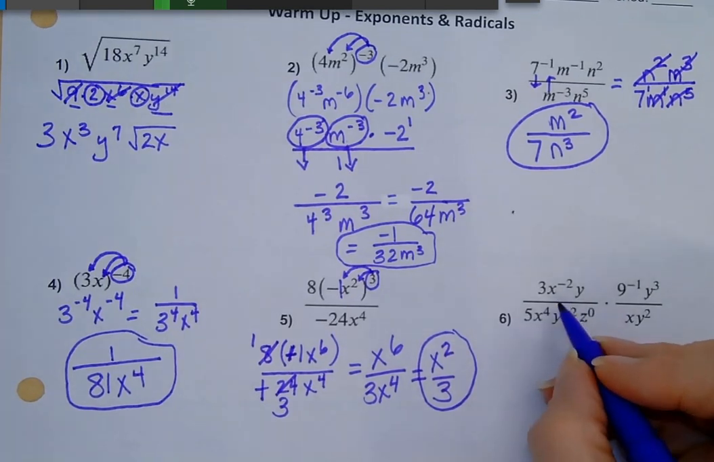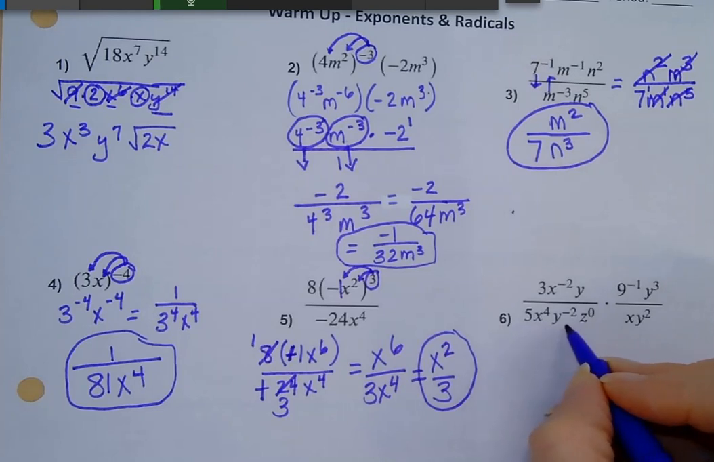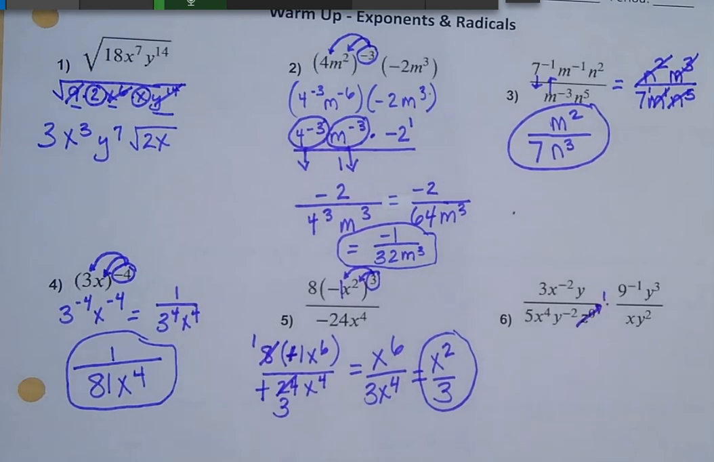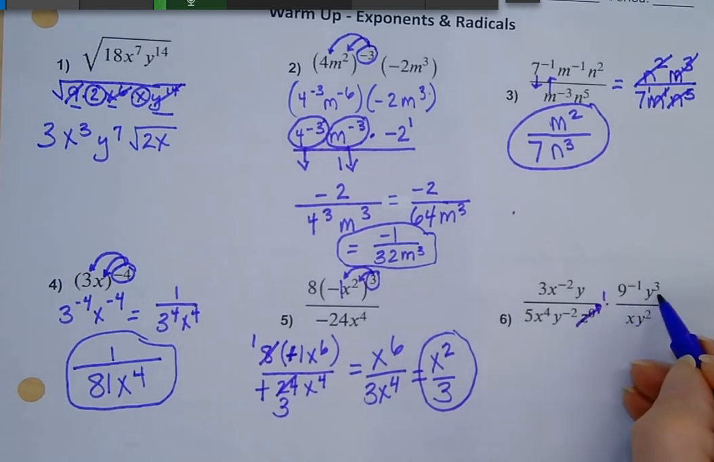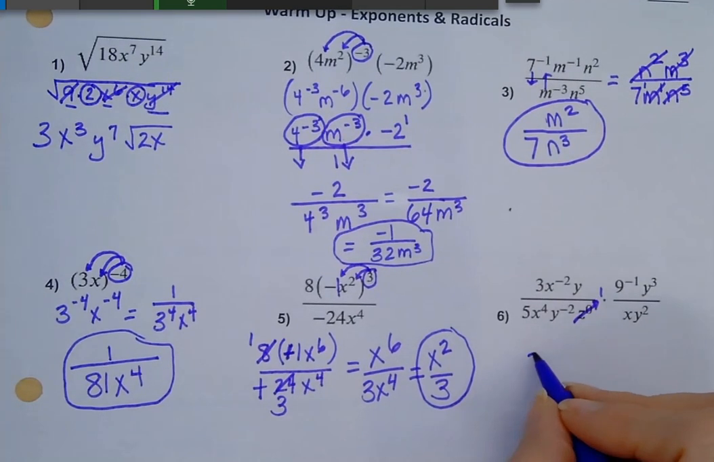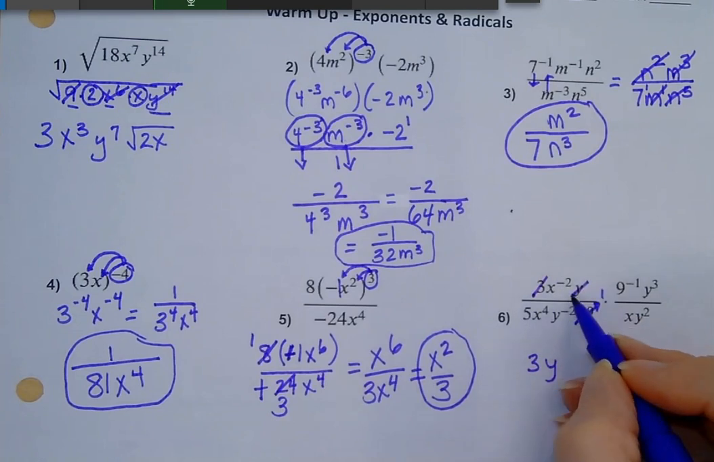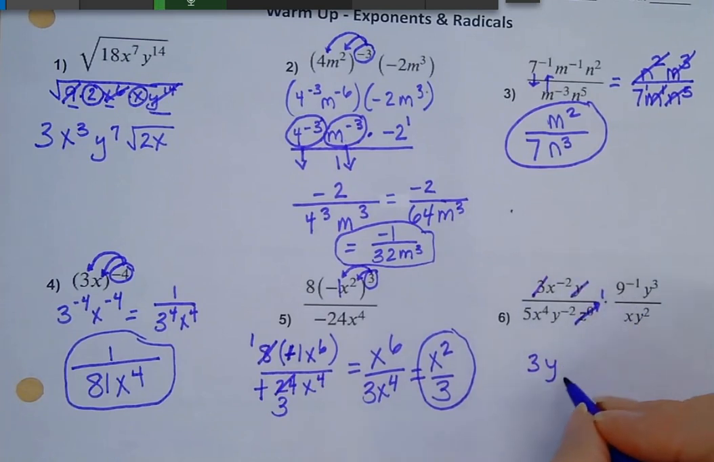Okay, and finally, 3x to the negative 2y all over 5x to the 4th, y to the negative 2, z to the 0. Well, poof, that's 1. That's getting out of there. All times 9 to the negative 1, y to the 3rd over x, y squared. Woof. So I think the first thing I'm going to do is get all of my exponents to be positive. Okay, so this is going to be 3y. I've taken care of the 3 and the y. Times, still in my numerator, I'm going to keep that y to the 3rd.